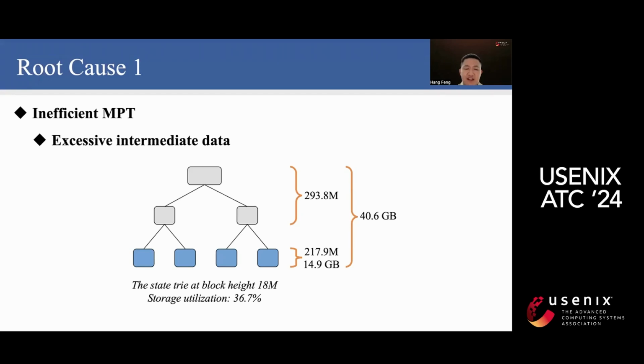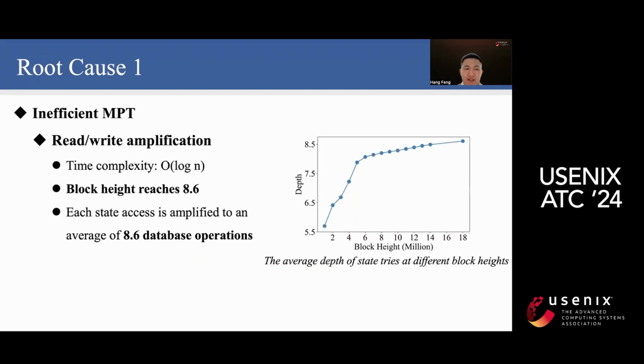And unfortunately, the storage utilization is only 36.7%. Besides, since state access requires searching the Merkle Patricia Trie from root to leaf, each state access is amplified to log n operations. As of block 18 million, the trie height reaches 8.6, which means each state access is amplified to an average of 8.6 database operations. And obviously, the access amplification will be enlarged as the blockchain progresses.